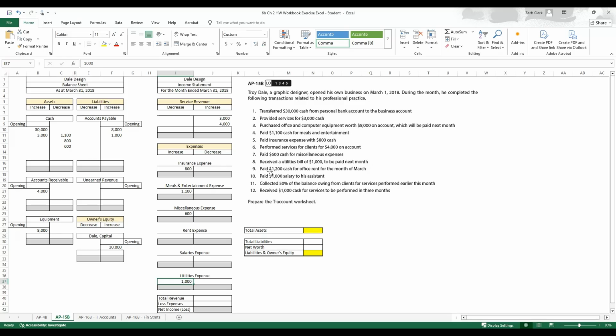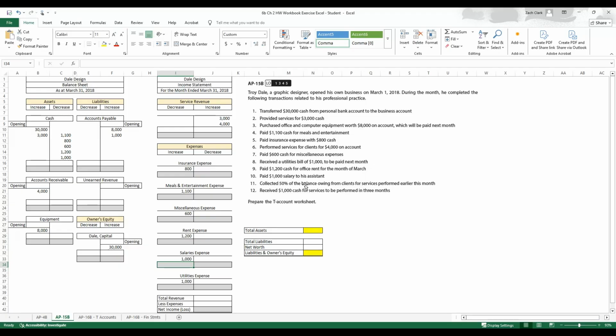Okay, number 9, we paid $1,200 cash, so cash goes down, and this is for office rent. Again, it's not prepaid rent, it's just office rent for the 1 month, so it's just going to be rent expense and a reduction in cash. Paid $1,000 to the salary to our assistant, so we're going to reduce cash by $1,000 and record salaries expense.